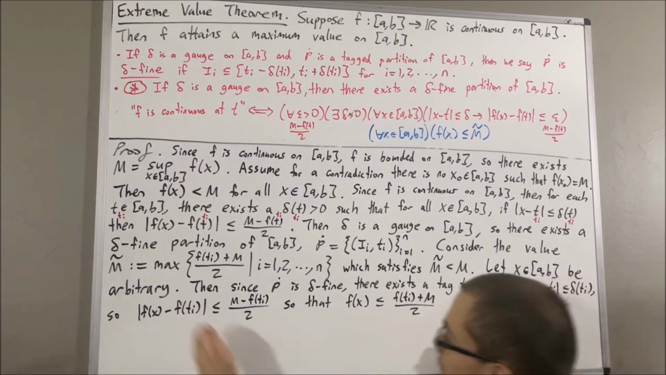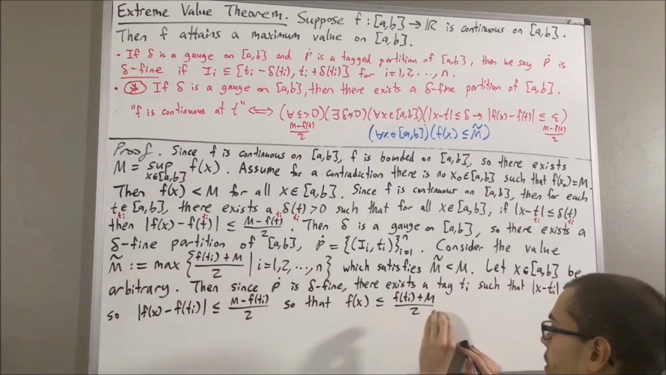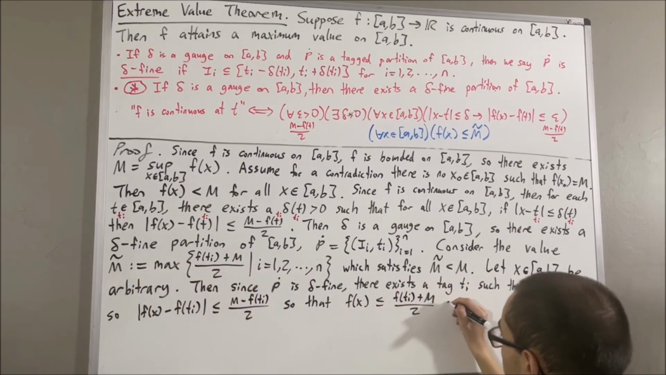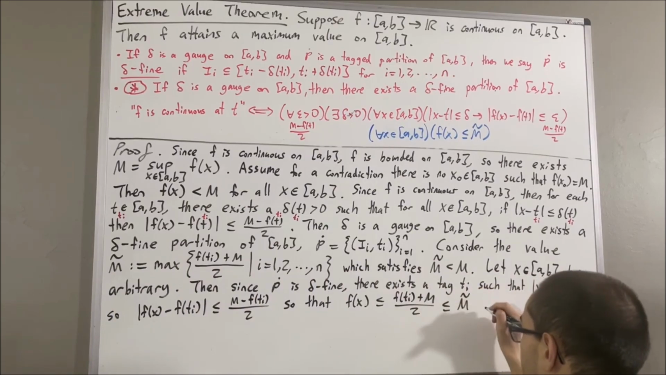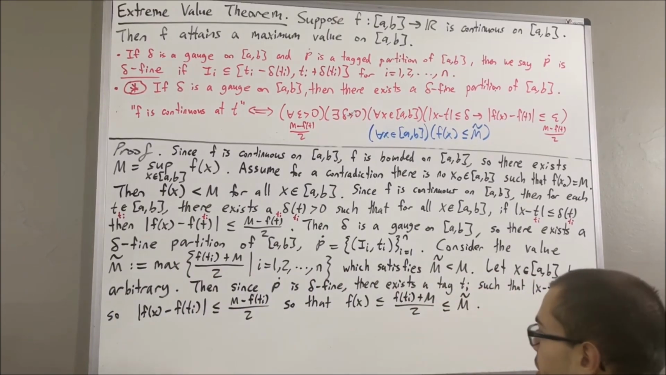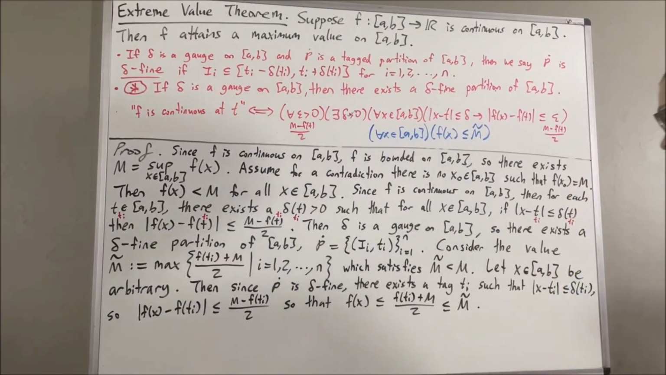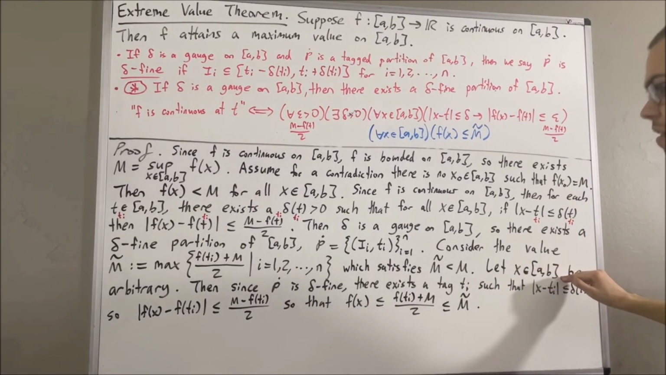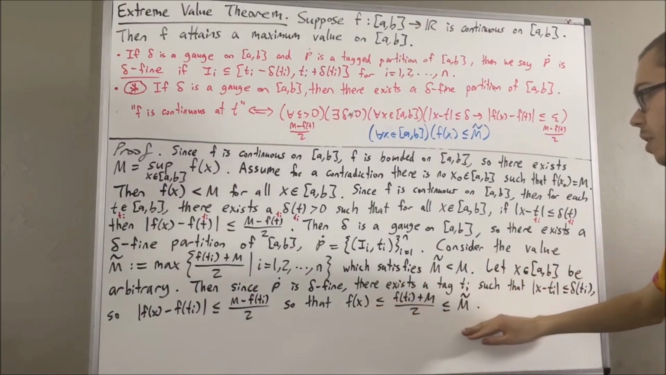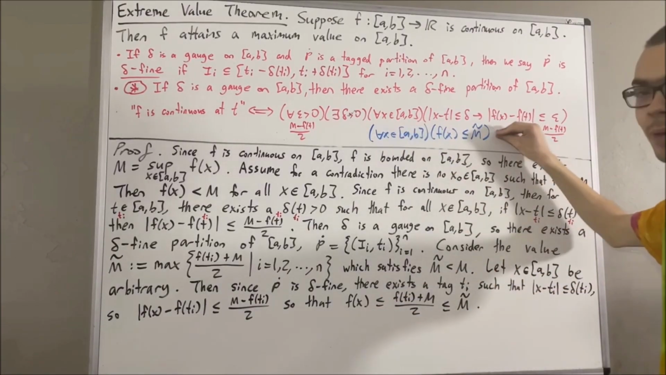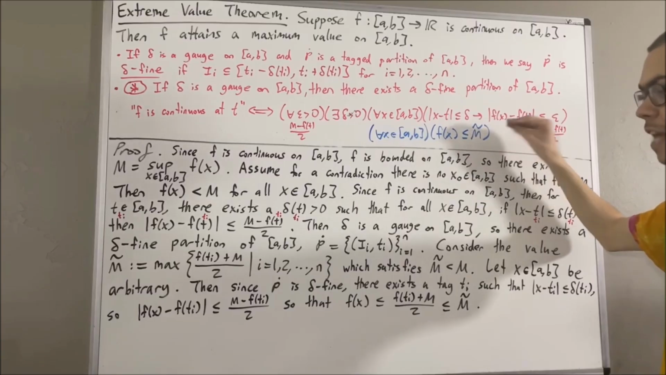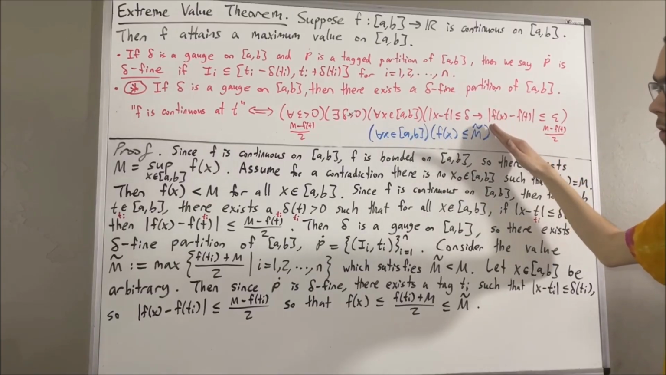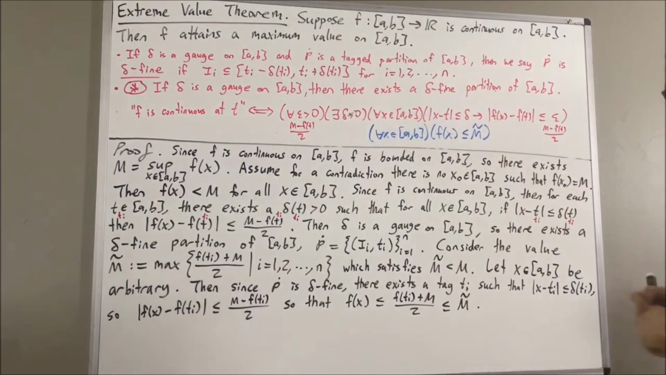But remember, m tilde is the maximum value of this form. So this value must be less than or equal to m tilde. And this shows f of x is less than or equal to m tilde. So what we have shown here is, if x is any element of [a, b], then f of x is less than or equal to m tilde. So we have proven precisely this statement. And that proves m tilde is an upper bound for the output values of f.